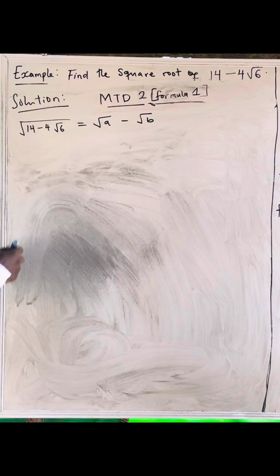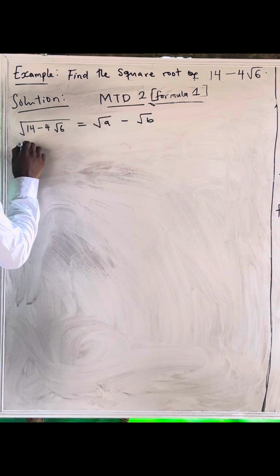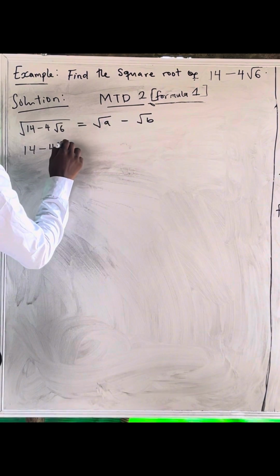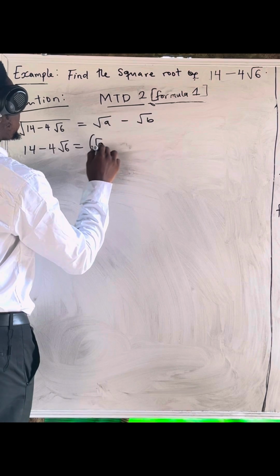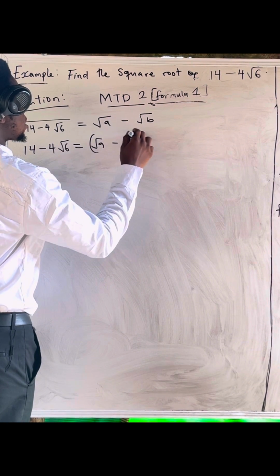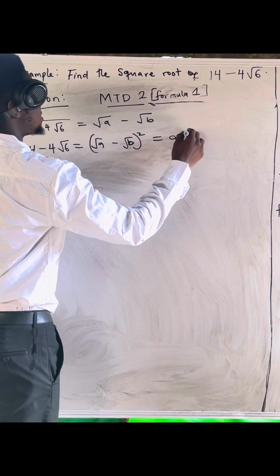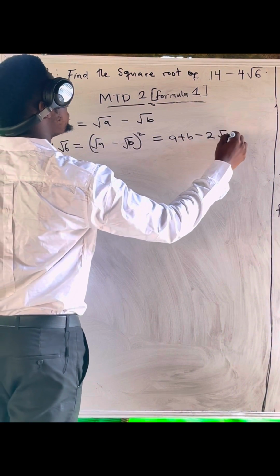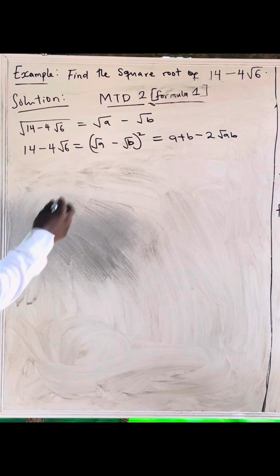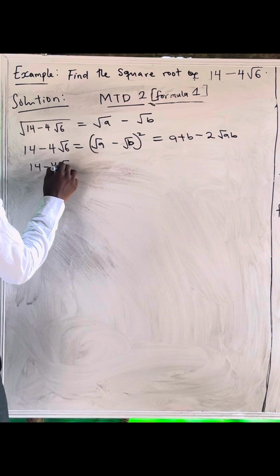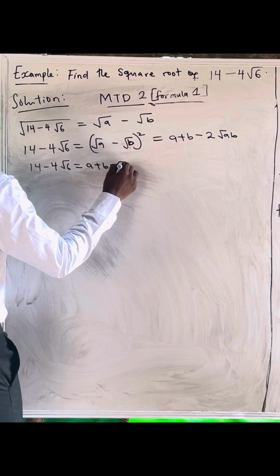Now, once I'm done with that, guys, the next thing I'm going to do is to square both sides. I'm going to get 14 minus 4 root 6 is equals to square root a minus square root b, all squared. If I expand square root a minus square root b all squared, I should be able to get the expression a plus b minus 2 root ab. So once you've done this, we're going to say 14 minus 4 root 6 is equals to a plus b minus 2 root ab.